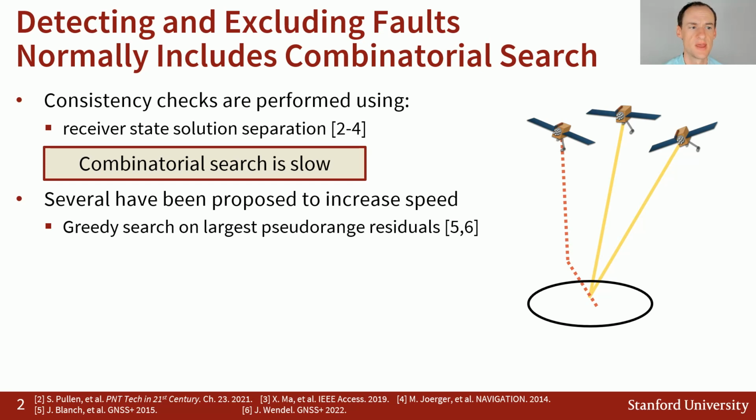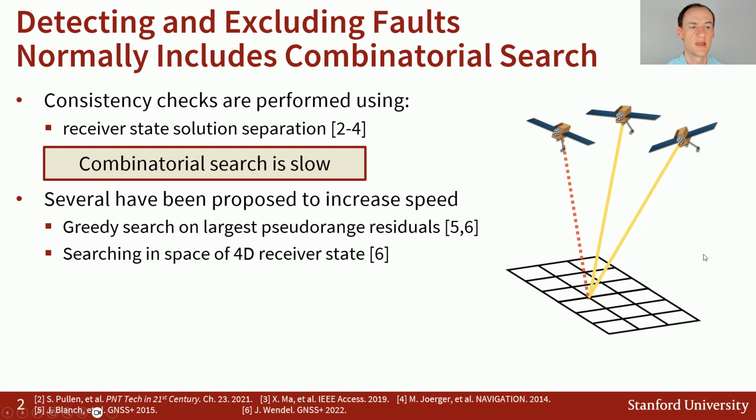One of those methods does a consistency check in a greedy way based off of the pseudo-range residuals. This method calculates the difference between the pseudo-range that you would expect from a receiver's position and the satellite's position versus what measurement you actually receive. It removes the largest pseudo-range residual, the difference between those two, and then continues to remove measurements greedily until you're below some given threshold.